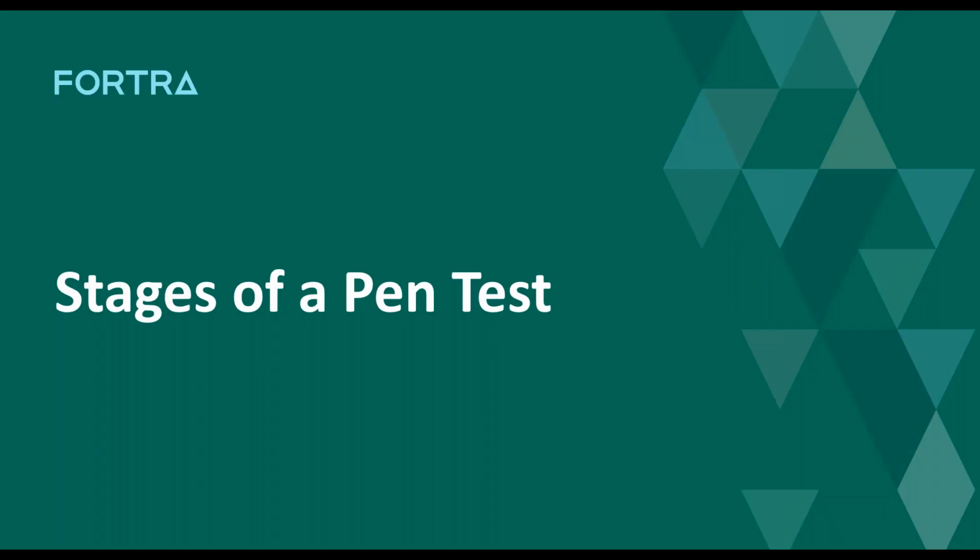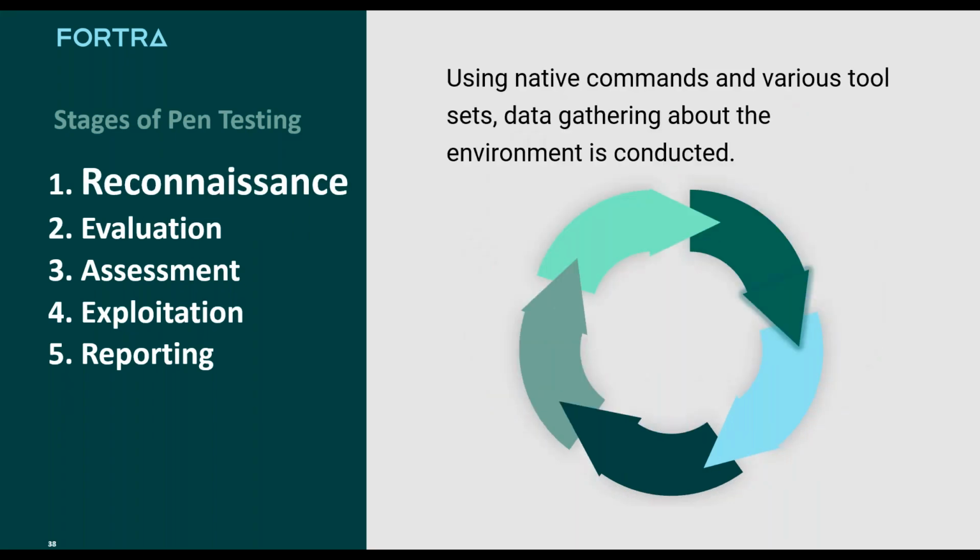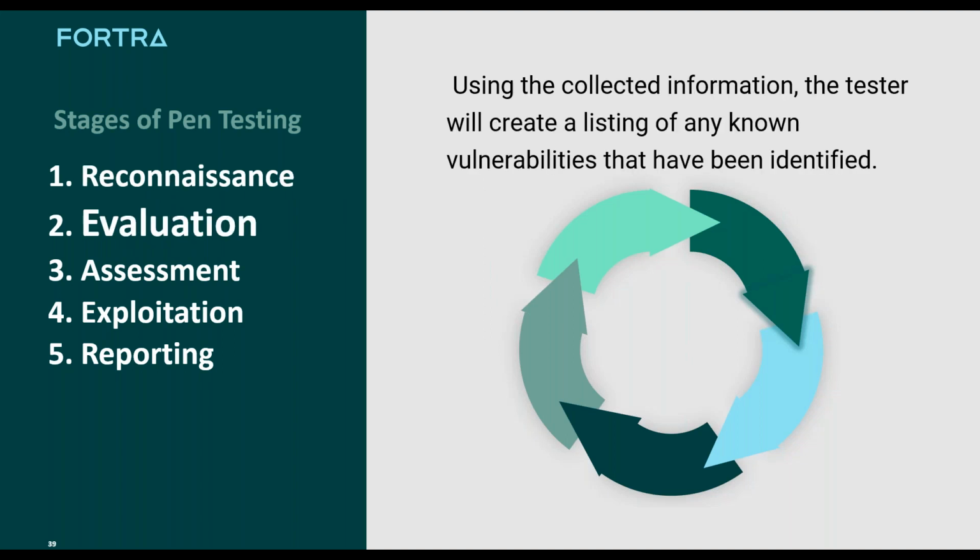So what to expect when you're engaged with the pen testing team, and you will see that these stages are broken down anywhere from 3 stages to 7 stages. I've kind of come to the middle at 5. So we'll walk through these. So we've got the reconnaissance, which I've talked about a little bit already, but either using native commands, various tool sets, reports that are provided by the customer, basic data gathering about all of the environment, as inclusive as possible, is done. And then when all that data is gathered, the evaluation begins.